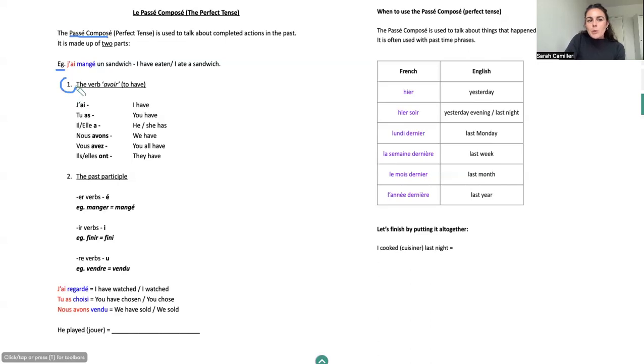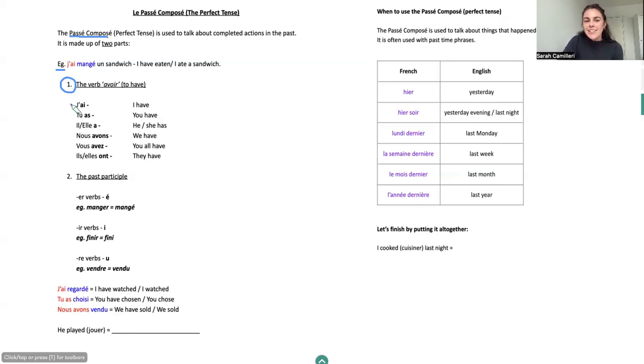The first part you might be quite familiar with already, seeing as though it's a very commonly used verb in French and definitely one that you're exposed to at the very beginning of your French learning journey. And this is the verb avoir, which means to have. So let's have a little recap of this verb in full.